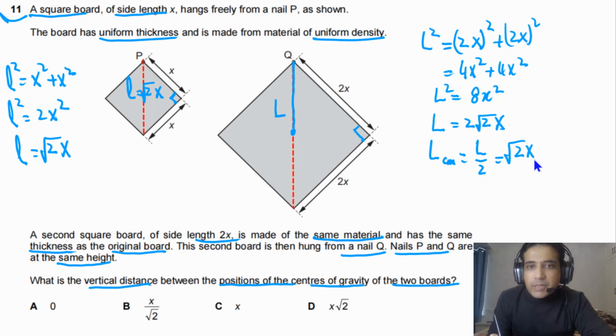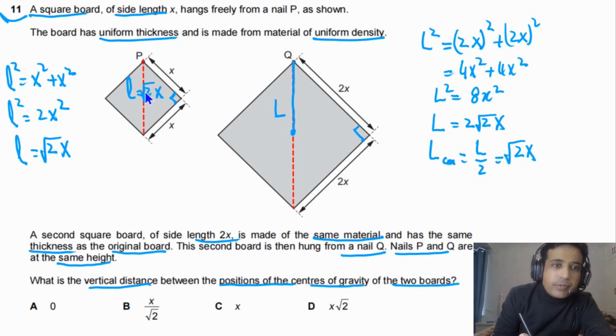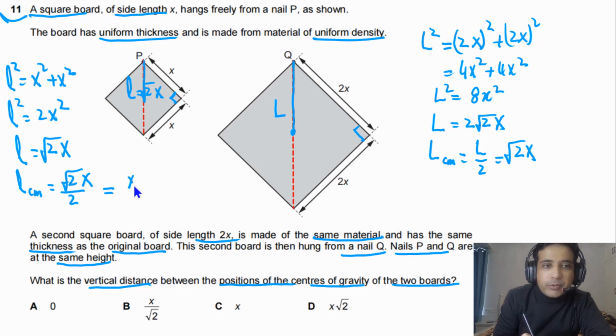And here also we can say lcm, small lcm, up to the center of mass. So we can say this is small lcm, and this will be equal to root of 2 times x divided by 2. And this one we can write down: this will be equal to x over root of 2.